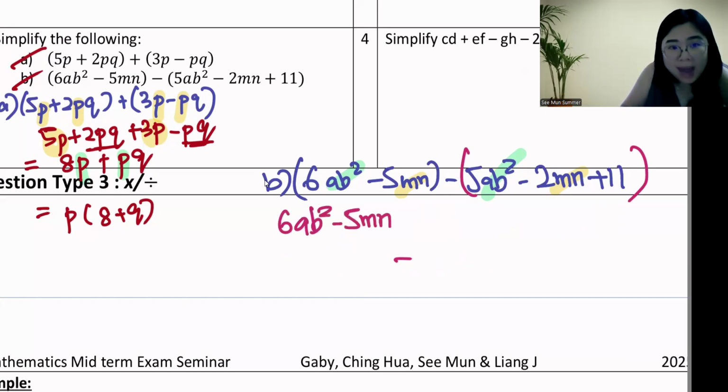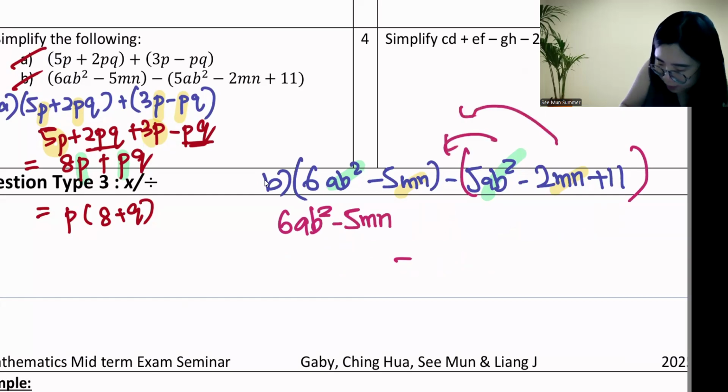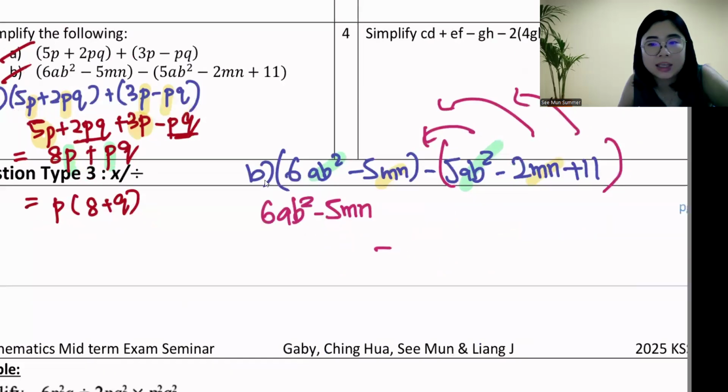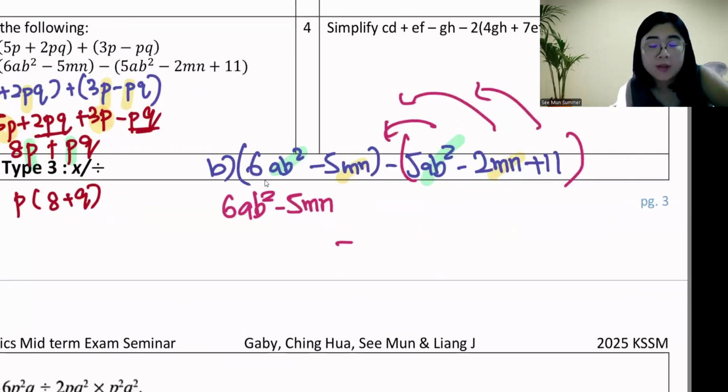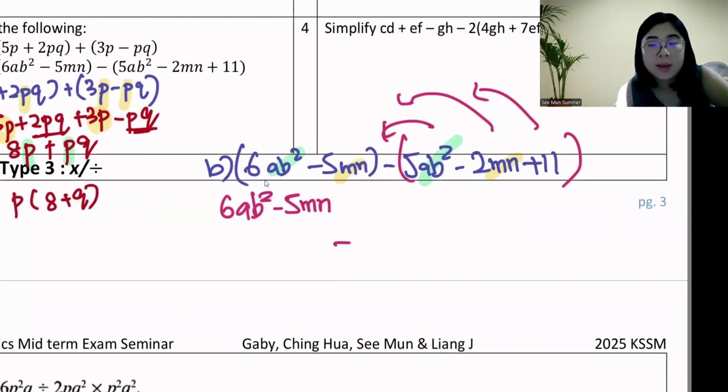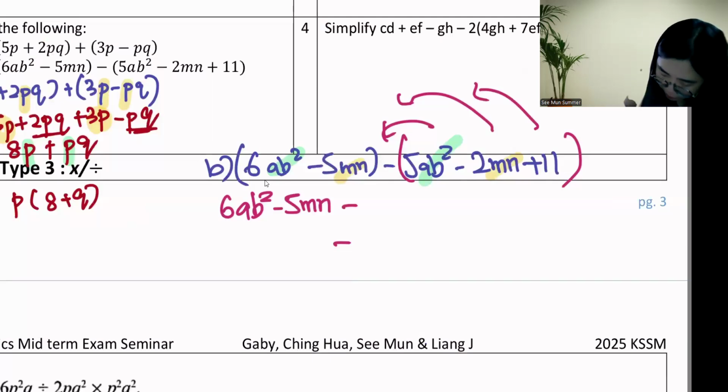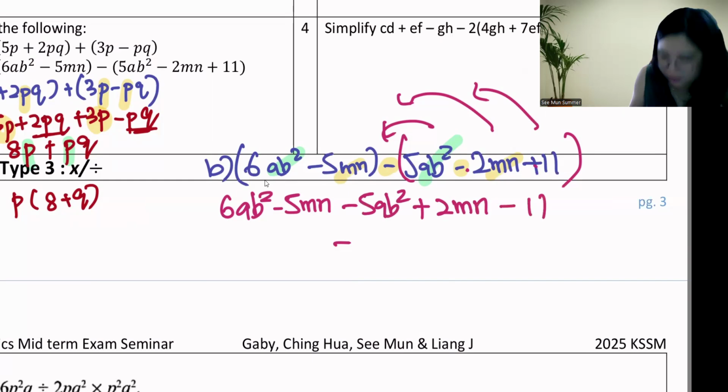Remember, when you see minus in front of the bracket, it means every term needs to be times by negative. So all the negative would become positive, because negative times negative is positive, but all the positive will automatically change to negative. So see, the first is 5ab squared. And then negative, negative, can you see? Negative and negative will become positive 2mn. And then positive, negative will become negative 11.